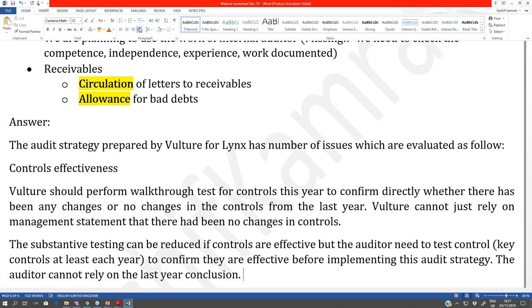At least the key controls, not every control. At least the key control should be tested every year so that you have an idea whether they're operating effectively or not. Or can we just rely on the conclusion of the last year? So every audit is unique, right? Can we just rely on the conclusions of the last year for the next year audit? Is that logical?